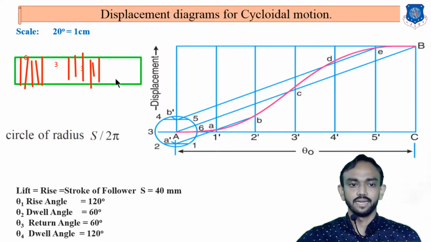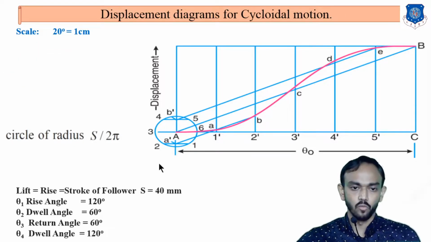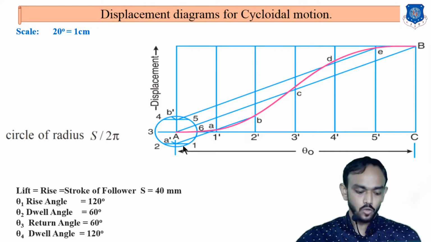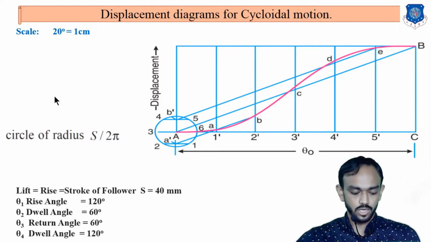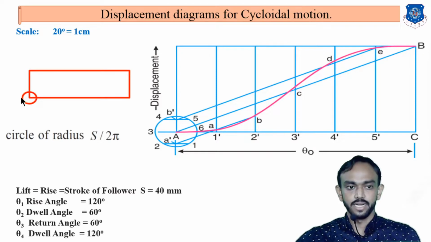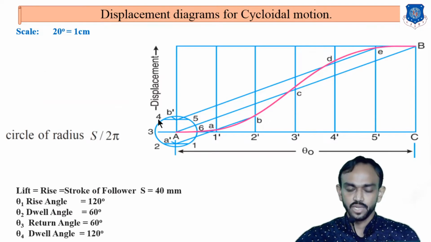After that, this is a similar procedure to the last displacement diagrams, but for the rise it is different. In this case, you make one circle here, and the radius of this circle is equal to S by 2 pi. You know that you are making this rectangle in total, and here at a corner you will make a circle, and the radius of this circle is equal to lift divided by 2 pi. You can check here, and after that divide this circle into 6 parts.